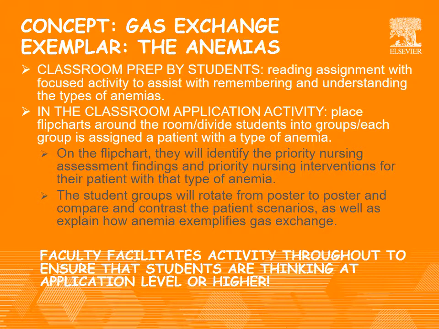We place flip charts around the room. The students are divided into groups, and then each group is assigned a patient with a type of anemia. On the flip charts, the students will identify the priority nursing assessment findings. They'll identify the priority nursing interventions. All of this for their specific patient that has a specific type of anemia.